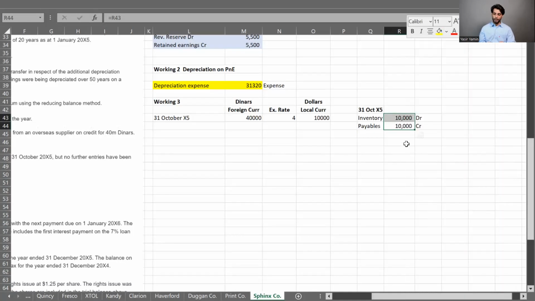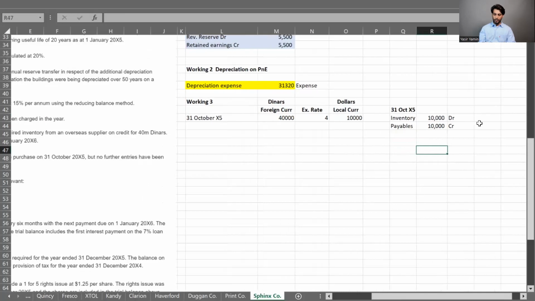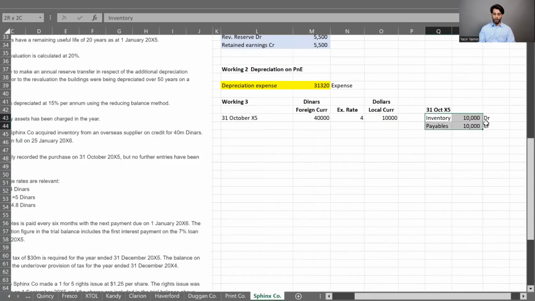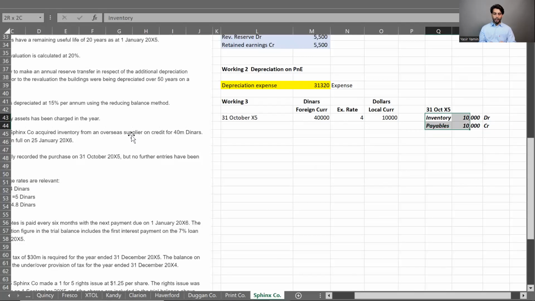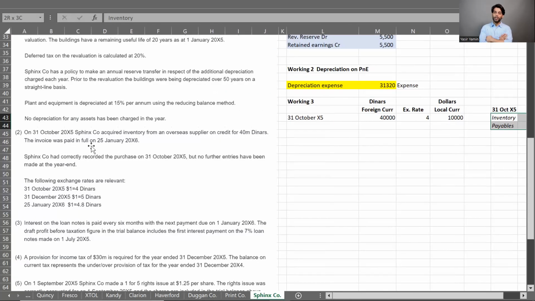Now, once we have made this accounting entry, let's move on. What do I really want to tell you here? It says that the invoice was paid in full on 25th of January 20X6. The point I'm trying to make is you bought some inventory on credit on 31st of October X5, but you are paying for this inventory on 25th of January next year.